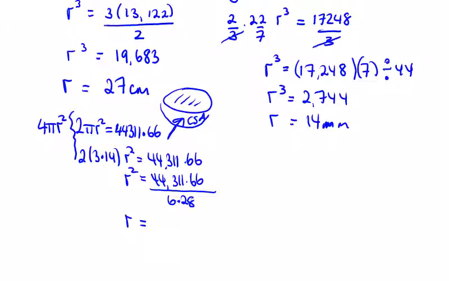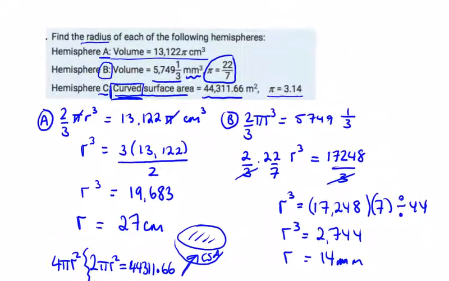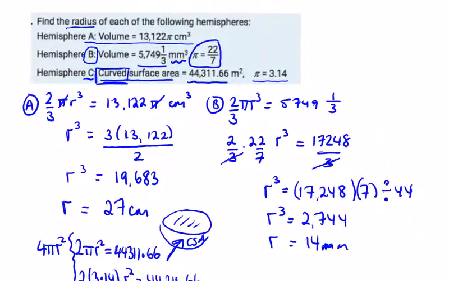So you're going to get r squared here to be 7,056, and the square root of 7056 is, when you did it in primary school, you learned that it was 84, and you don't need your calculator for that bit. So that's this video. Same as the previous two, just dealing with hemispheres instead of spheres and cylinders.